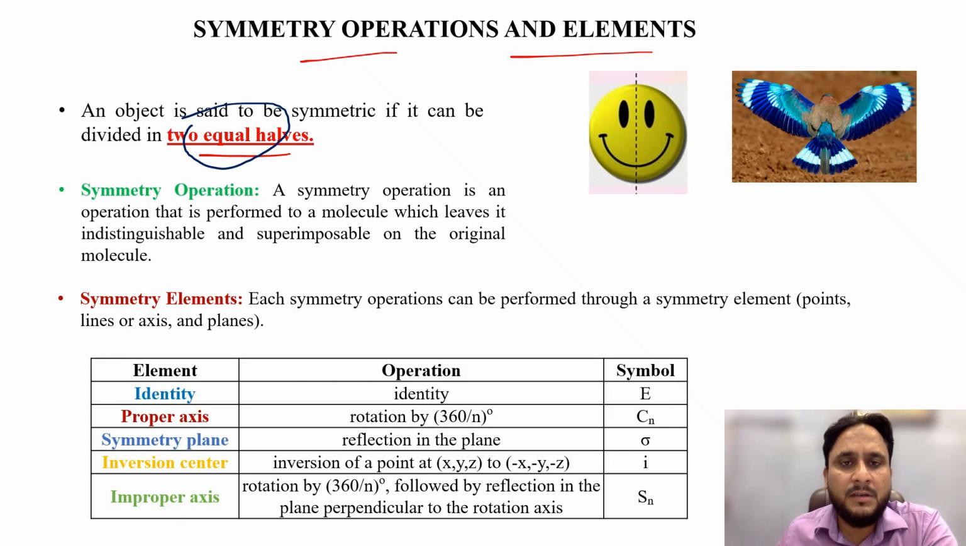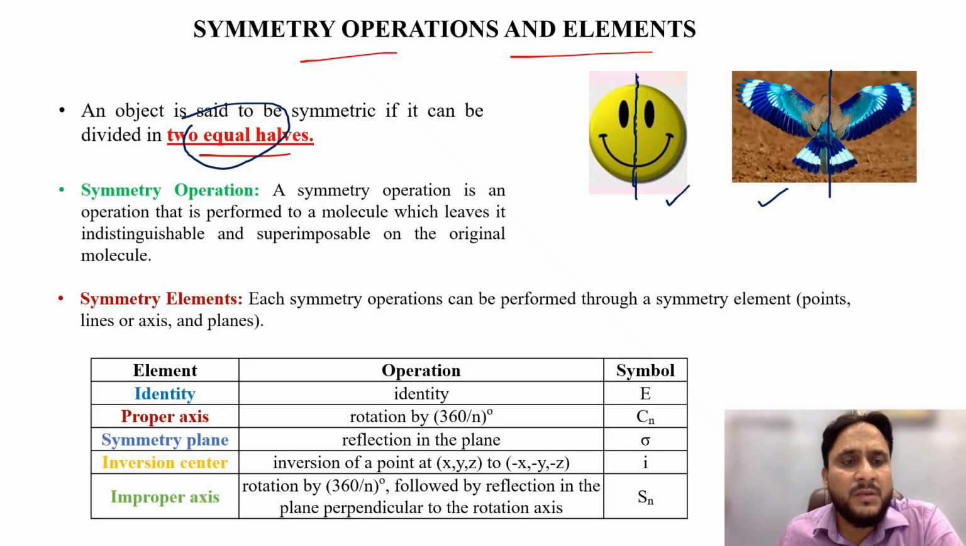So, for example, you can see this figure and this emoji, and we can clearly divide this emoji into two equal halves by cutting it from the middle. Similarly, this is the figure of a bird, and this bird is also symmetric because we can divide this image into two equal parts, and both the halves are basically mirror images of each other. Similarly, our body is also said to be symmetric.